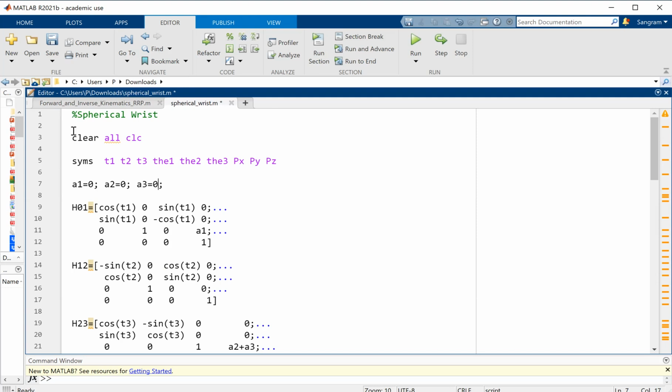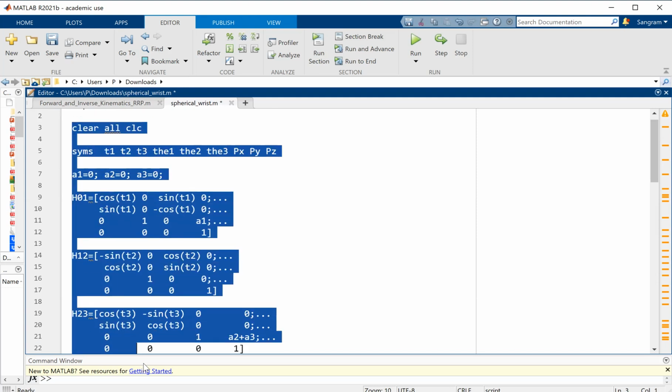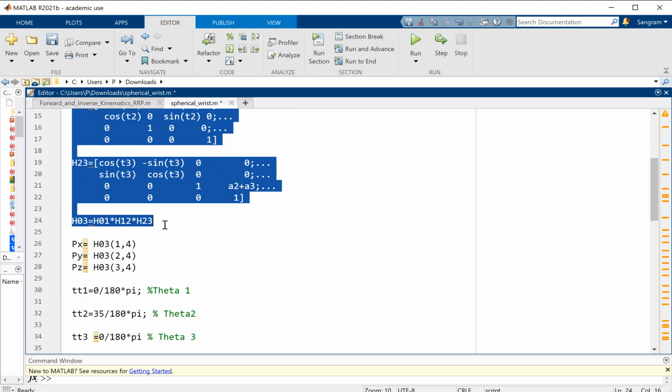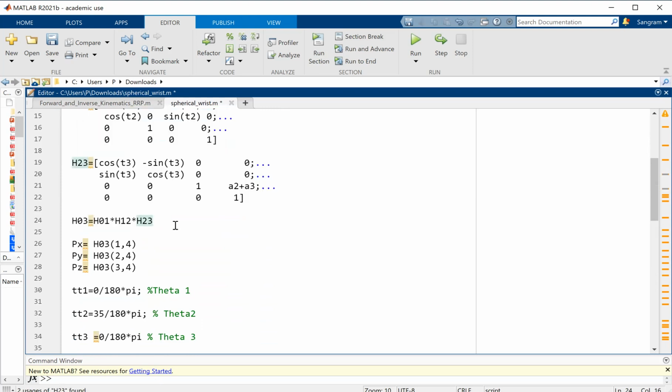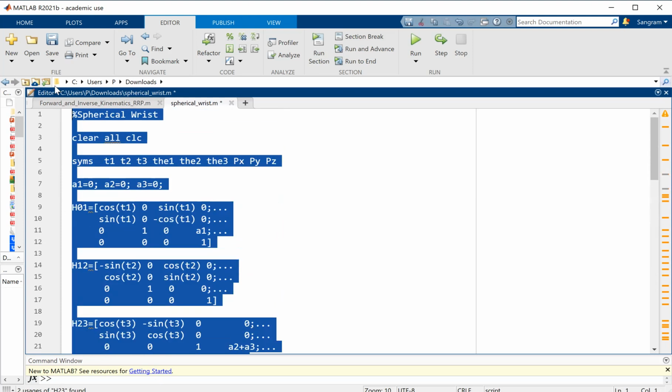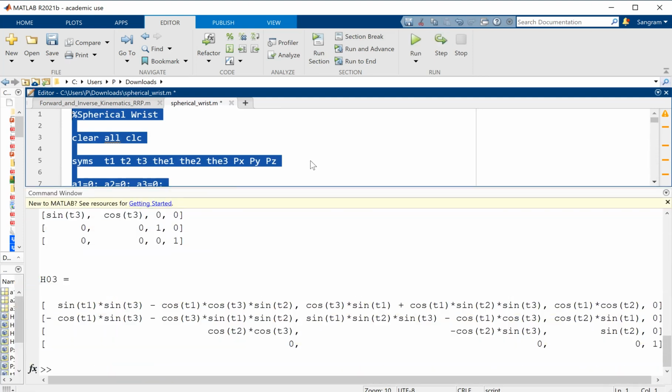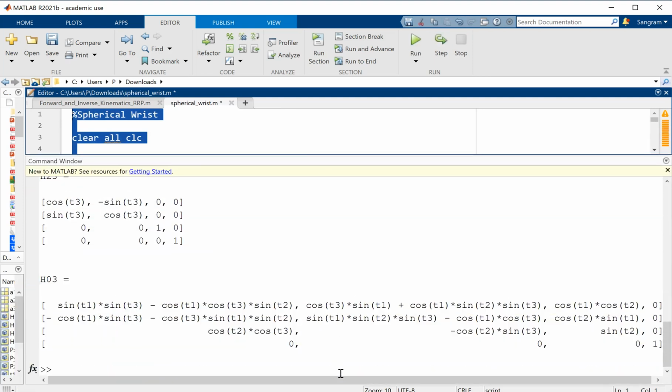What I'm going to do is find H03, and you will realize that the last column will have zeros, which means my Px is equal to 0, my Py is equal to 0, and my Pz is equal to 0. Do you agree with me?